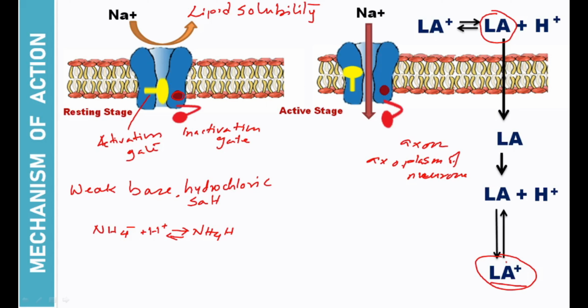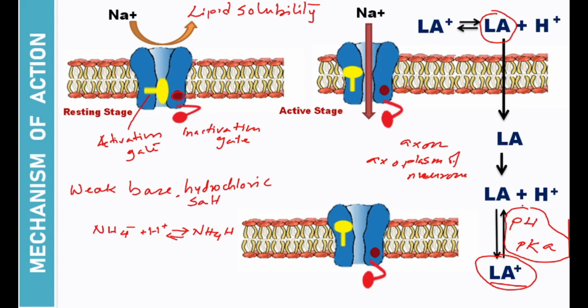Now the equilibrium between the unionized and the ionized form is determined by the pH of the tissue and the pKa value of the anesthetic. So pH of the tissue and pKa of the anesthetic are the two important factors. Now this is the activated stage.